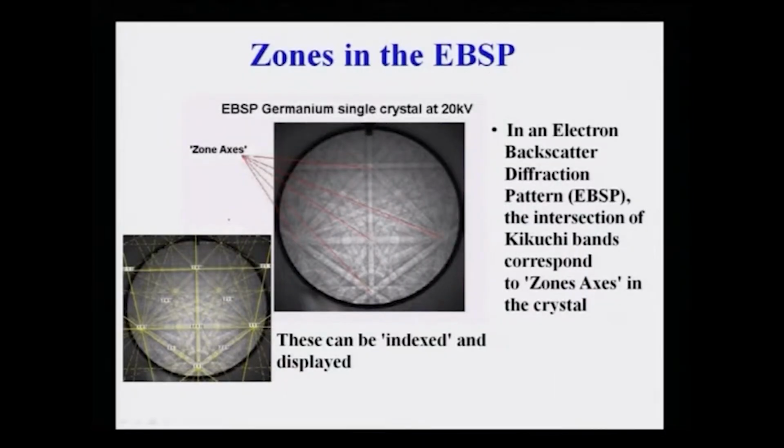Just to show you that, as I said, these are zone axes which are taken from a germanium single crystal at 20 kilovolt acceleration, and you can see that these are the actual zone axes marked here in red, and they can be indexed, which I am going to discuss after some time. So, these zone axes carry information about the orientation of the crystals in the material. So, the orientation of the grains.